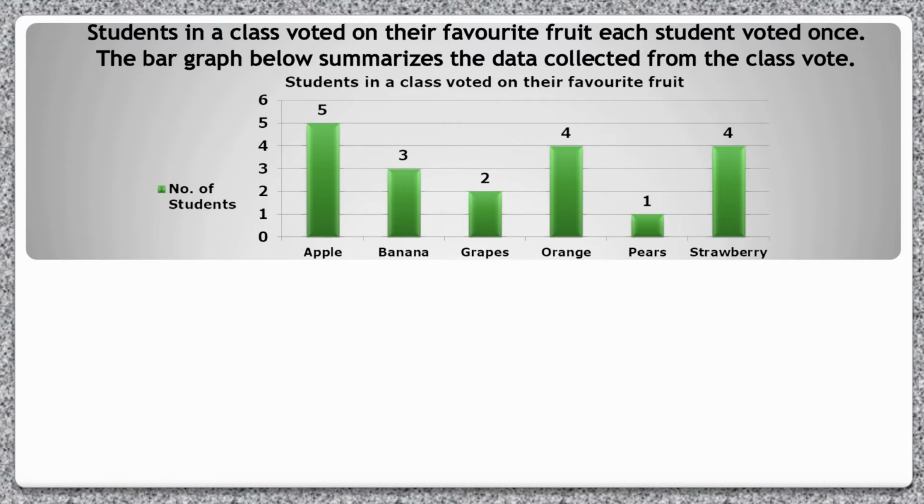And the fruits are apple, banana, grapes, orange, pears, strawberry. And on vertical line, we have number of students that range from 0 to 6. And scale is 0, 1, 2, 3, 4, 5 and 6. Dear children, again look at the graph very carefully as you have to answer few questions based upon this graph.